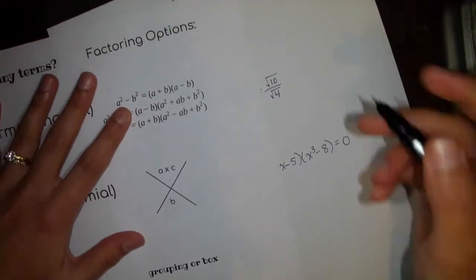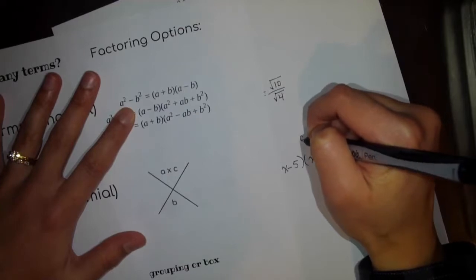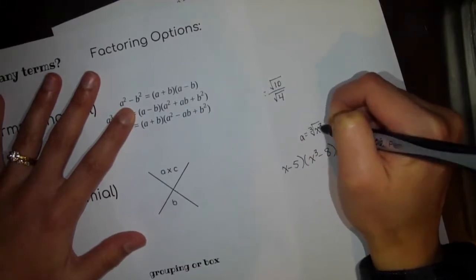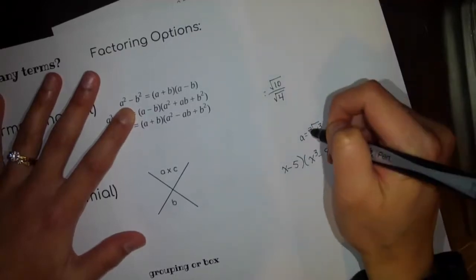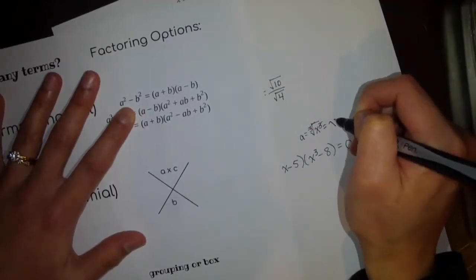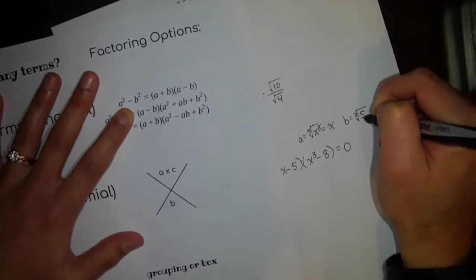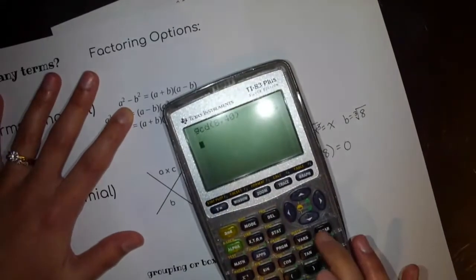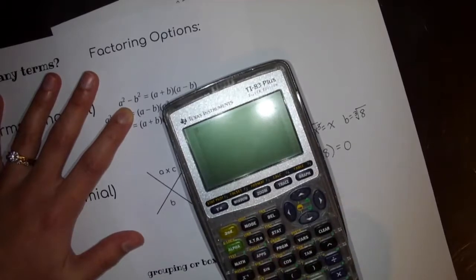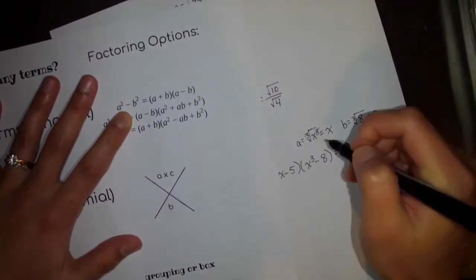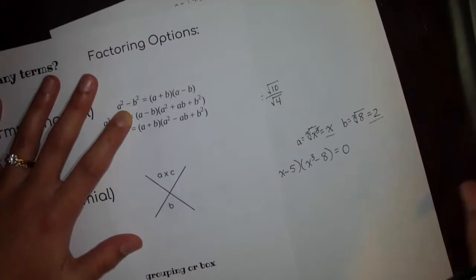So I have to figure out a and b. The cubed root of x to the third, the exponents would just cancel, and I would just have x. And b, the cubed root of 8. You can use your calculator for that. If you're unsure, you hit the math key, down to cubed root, and the cubed root of 8 is 2. So my a is x and my b is 2.